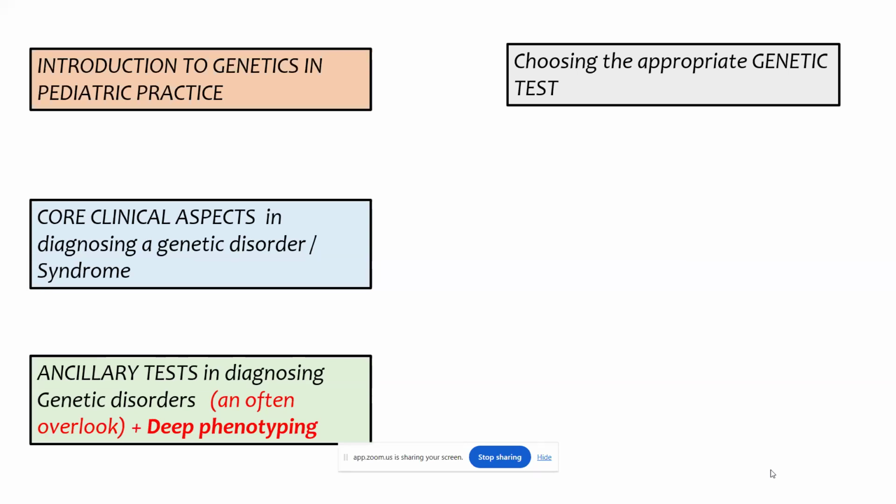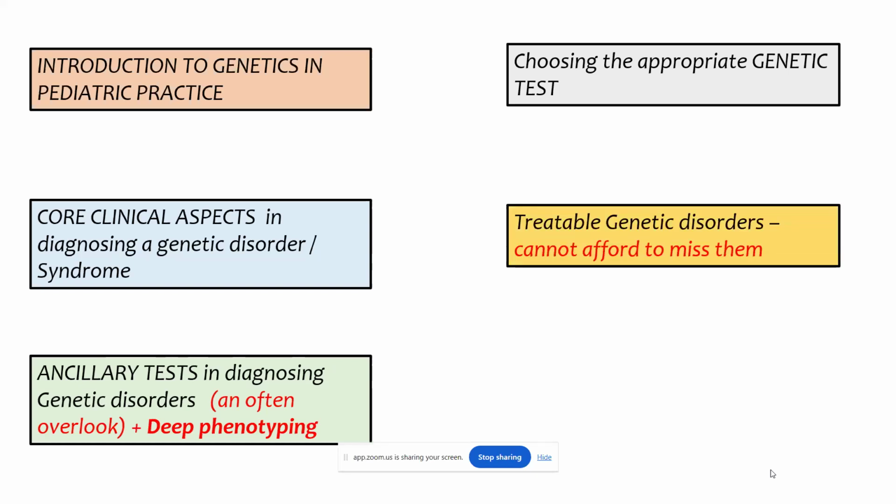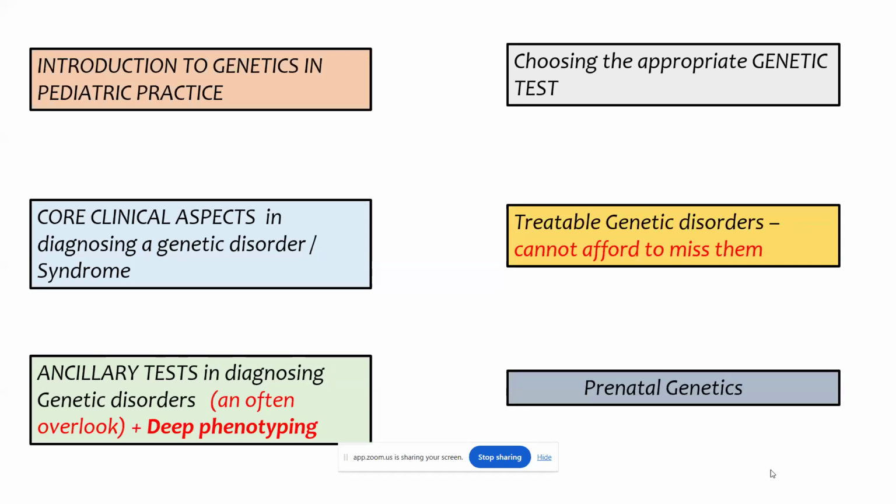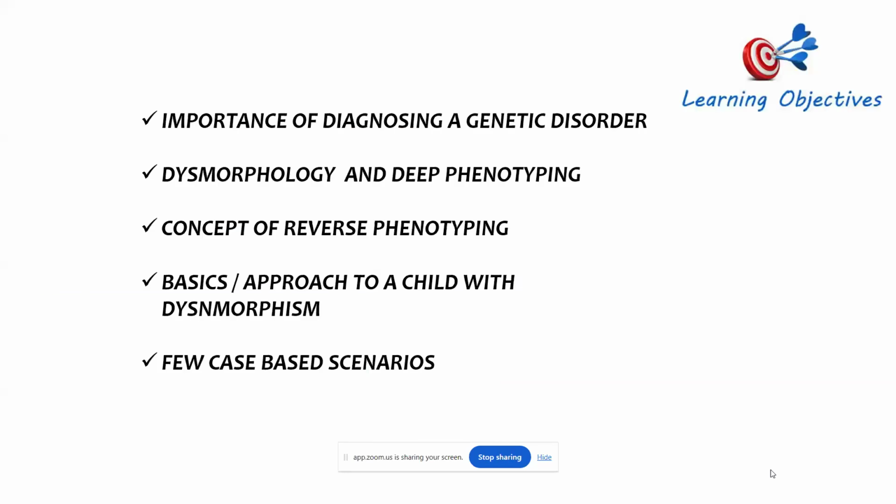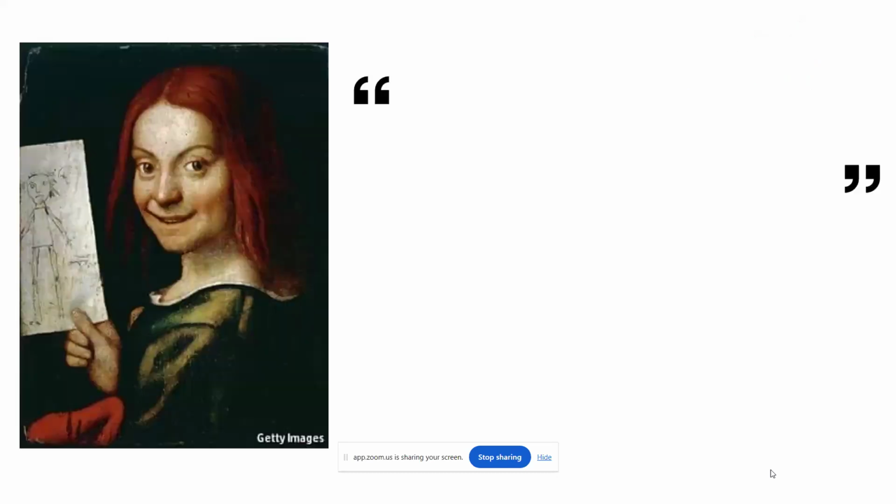Again, it's going to be a huge discussion, and there will be a special focus on a special lecture on treatable genetic disorders, which cannot be missed. And lastly, prenatal genetics. So, starting today, we'll be looking at the importance of diagnosing genetic disorders and dysmorphology, the very basics of dysmorphism, and a few definitions. And I'll introduce you to the concept of deep phenotyping and reverse phenotyping, and a few basic definitions in the field of dysmorphism, and a few case-based scenarios to understand these concepts.